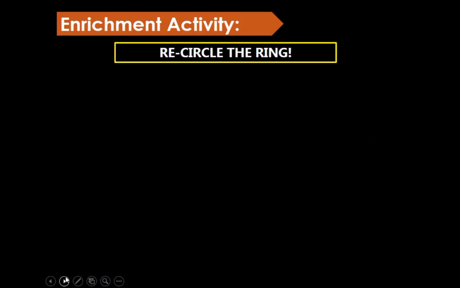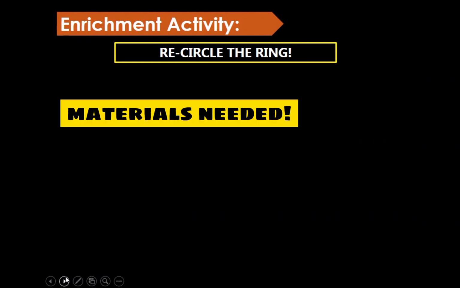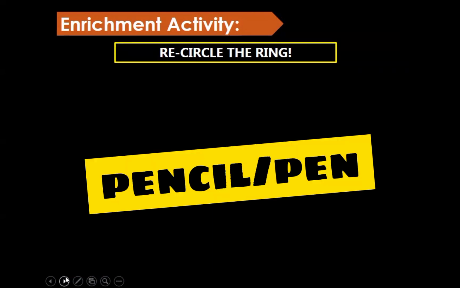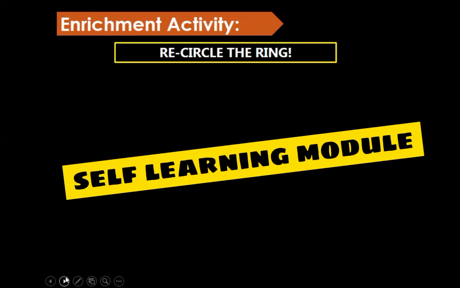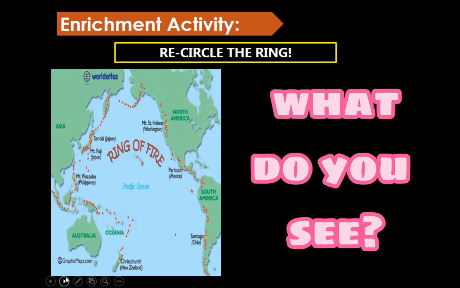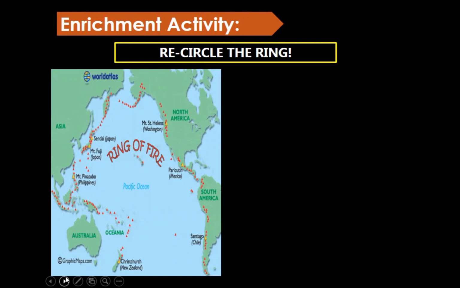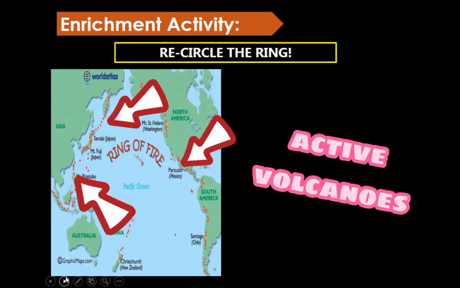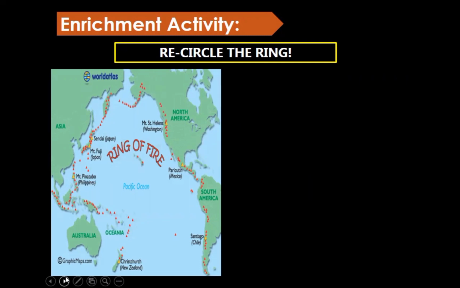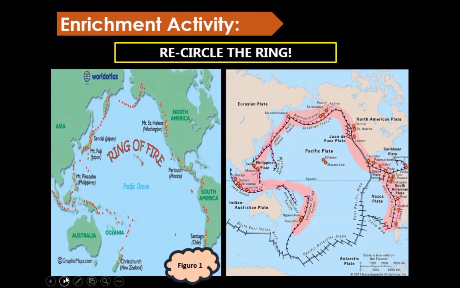For this activity, you will need the following materials: a separate piece of paper, a pencil or ball pen, and your self-learning module. To start, take a look at this figure. What do you see? It shows the active volcanoes represented as triangles all over the Pacific region. Let's label this figure as 1 and compare this to another figure and label it as 2.